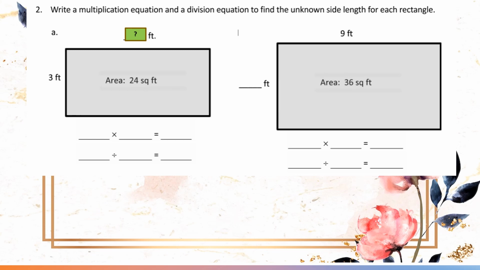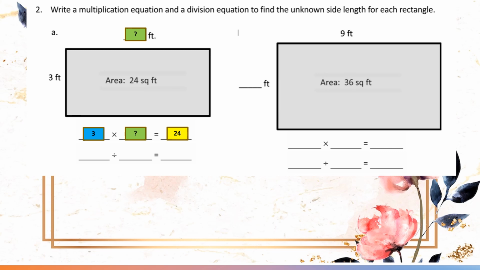All right, so in my multiplication equation, where those blanks are, I can put a 3 there. So 3 times, I don't know. I have my length, I don't have my width. So my length is 3 times my width of, I don't know, so leave that blank, equals my area of 24.